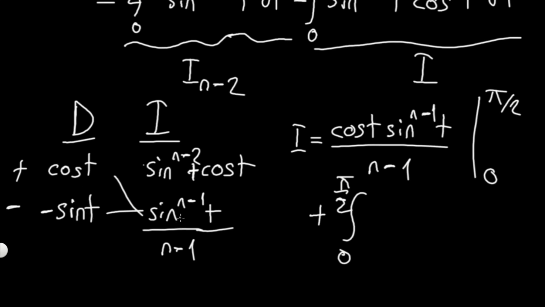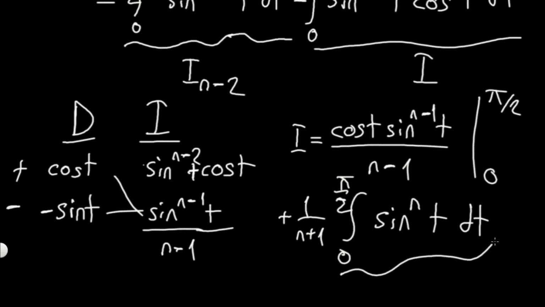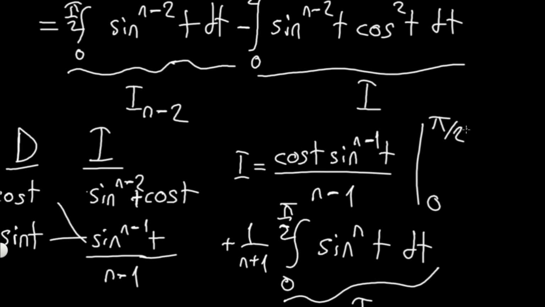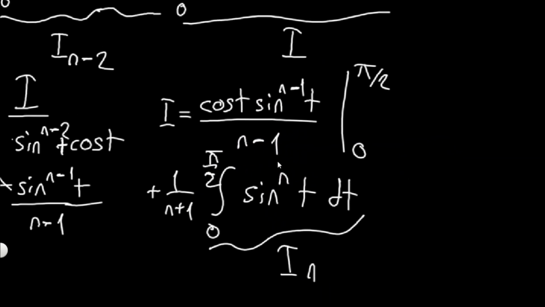So this will be n minus 1 times 1 over n minus 1, so it will just be sine to the n t. Again, this thing is just I_n. If I look at the boundary term, when I put pi over 2, cosine will be 0, and when I put 0, sine will be 0. So this thing is just 0. So this I is going to be equal to just 1 over n plus 1 times I_n. So it's just I_n over n plus 1.